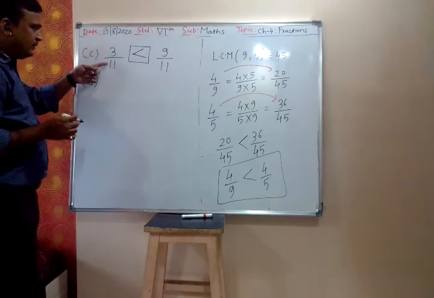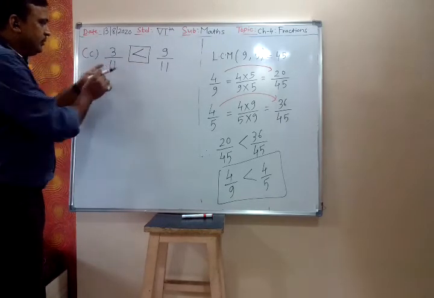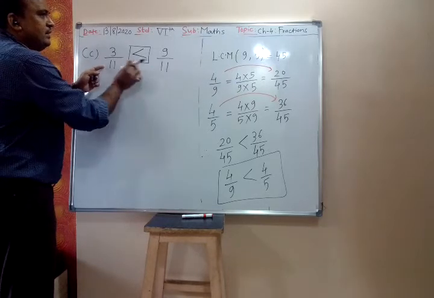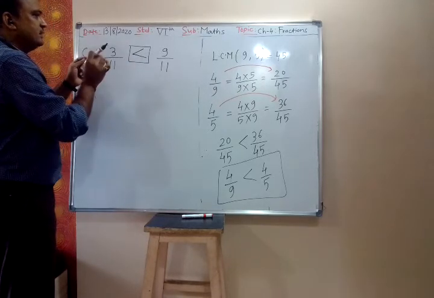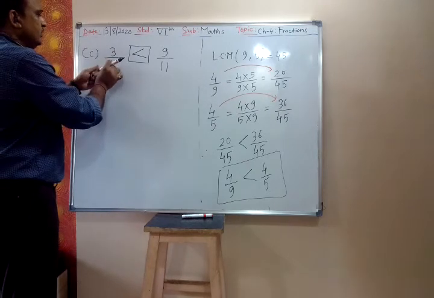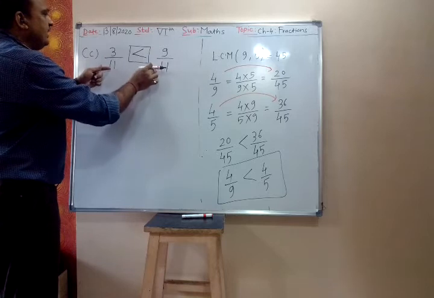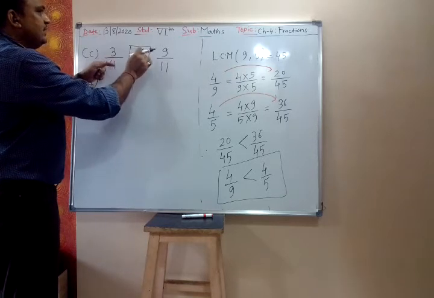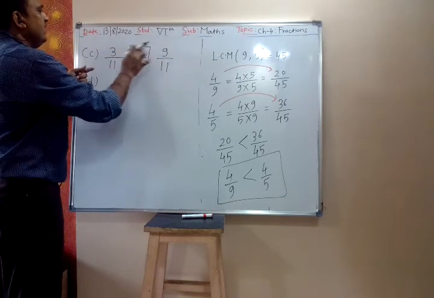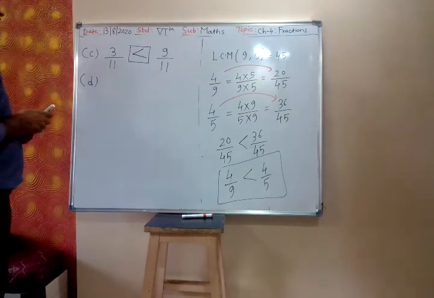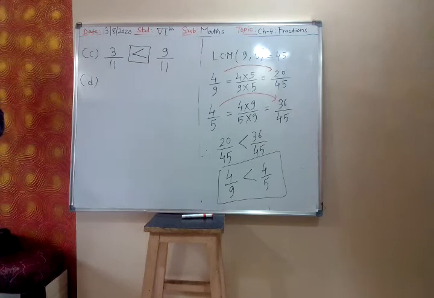See, 3 upon 11 and 9 upon 11, the denominator is the same, 11 and 11. So wherever the denominator is the same, they are like fractions. Whenever fractions are like, to compare I will see their numerators. 3 and 9: 3 is smaller than 9. So 3 upon 11 is less than 9 upon 11.